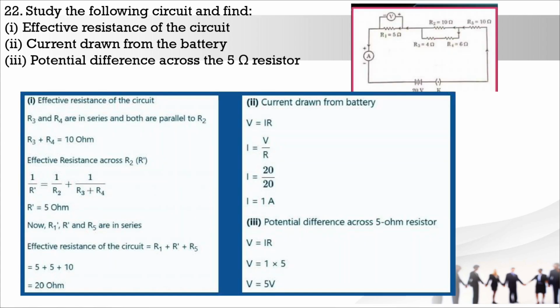Question number 22. Study the following circuit and find effective resistance of circuit, current drawn from the battery, potential difference across 5 ohm resistance. So as you can see, this is a diagram and you can solve according to this. First you have to find out the resistance, whether they are in series or in parallel, and based on that you can apply the respective formula.